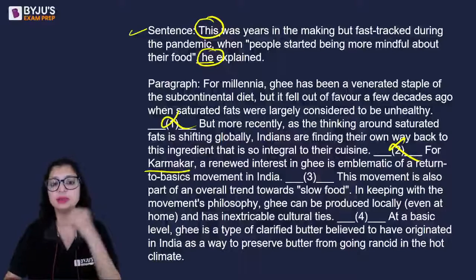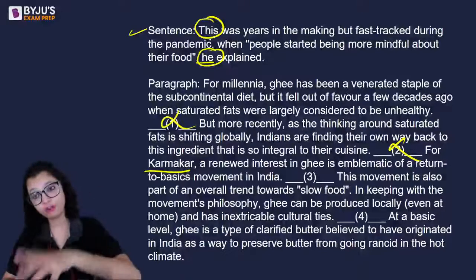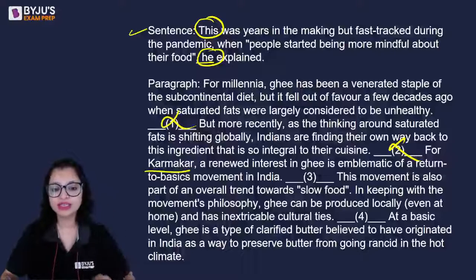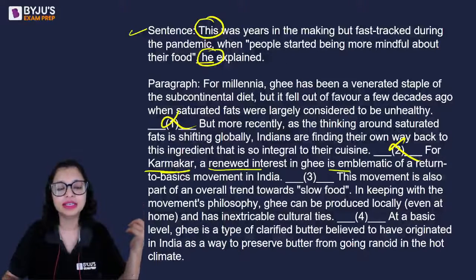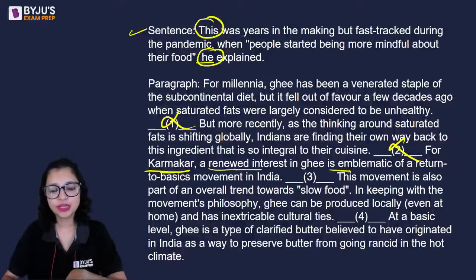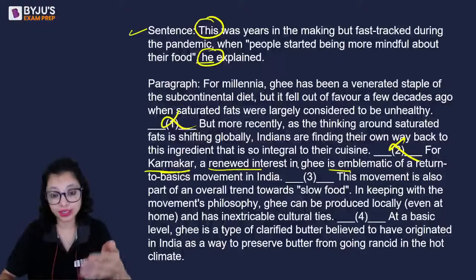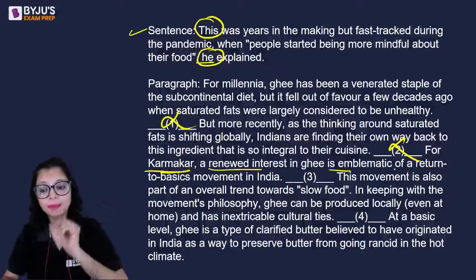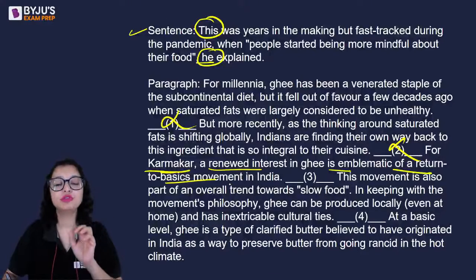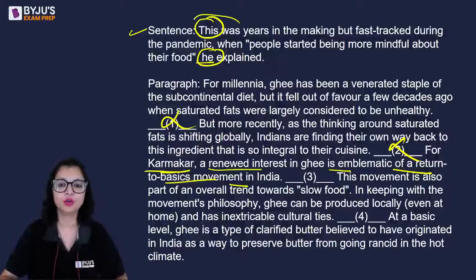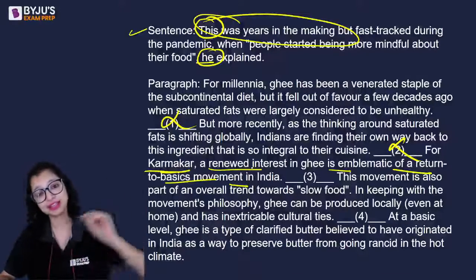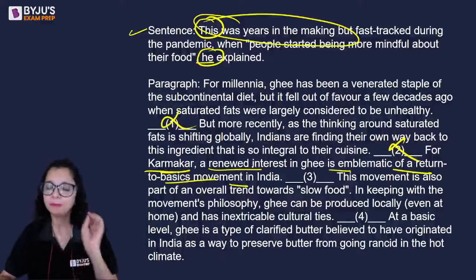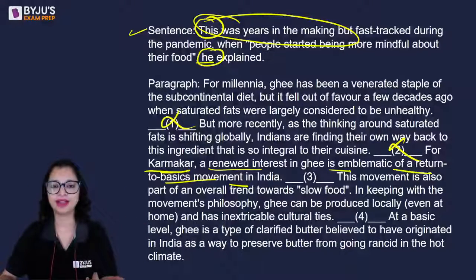So this was years in the making. What was years in the making? What fast tracked during the pandemic? Who was he? He was Karmakar. And he said a renewed interest in ghee. There is a renewed interest in ghee. So if there's a renewed interest in ghee, emblematic of a return to basic movement in India, this movement was years in the making. Return to basic had been going on for many years. It had been happening for many, many years. But it fast tracked during the pandemic.